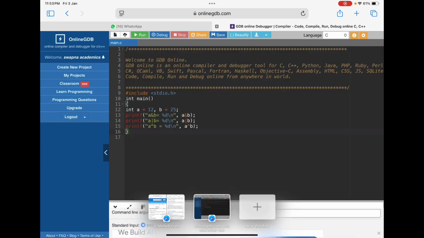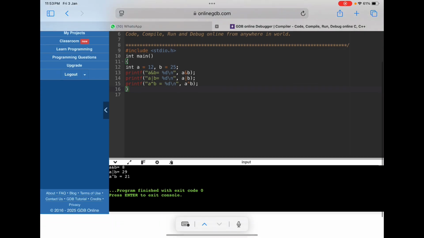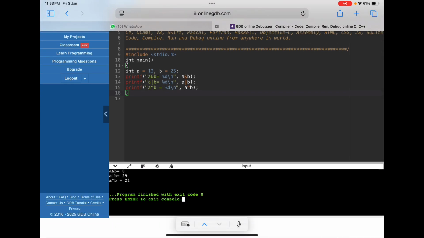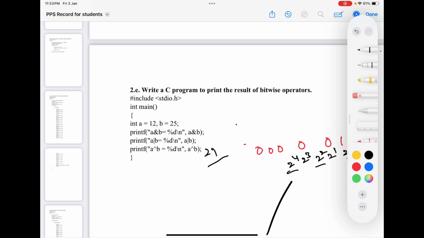Now I've given the same input, 12 and 25. Now I'm compiling this program. Look, 8, 29 and 21 are the outputs. So these are the logical operators. Fine. Now we'll see the other 3 operators: left shift, right shift and complement of A. The complement of A is what I said, the negative sign. It is asking for the negative sign.